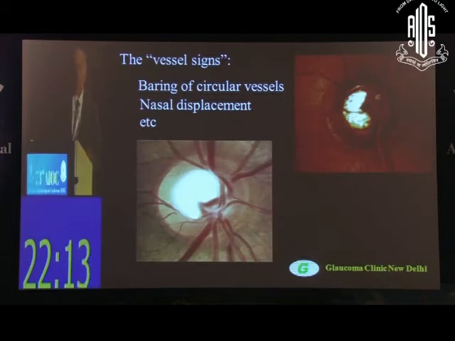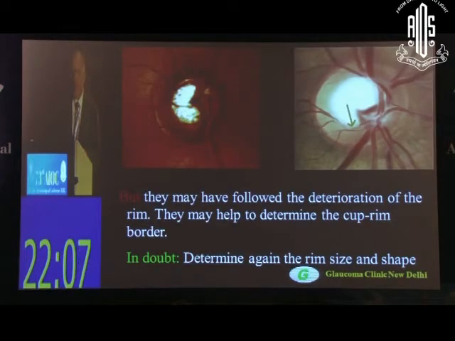Bearing of the circumlinear vessels and a nasal shift of the vessels are soft signs as far as the diagnosis of glaucoma is concerned. Whenever in doubt, remember the size of the disc, look at the rim and the shape of the optic disc.